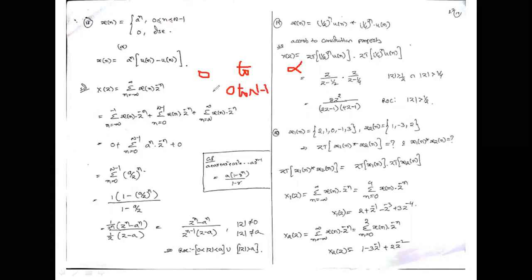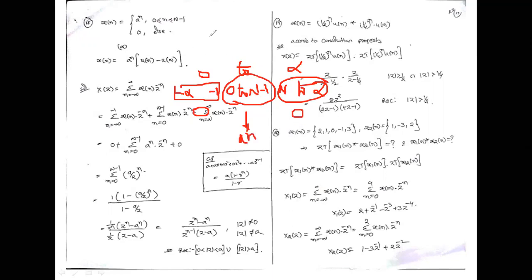So what is the value below? Up to −1, from minus infinity to −1, this value is 0. And what is the value above? N−1 means the next value is N. N to infinity, this range is also 0. Only in this range 0 to N−1, the value is a^n.